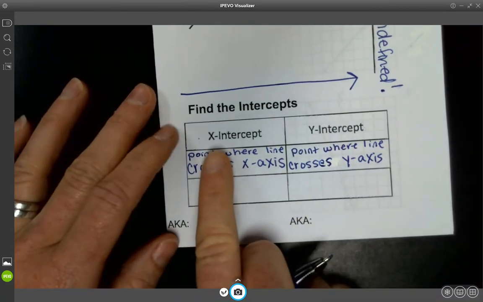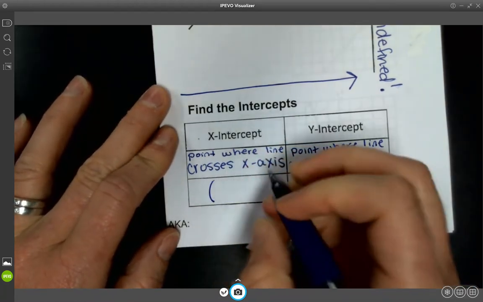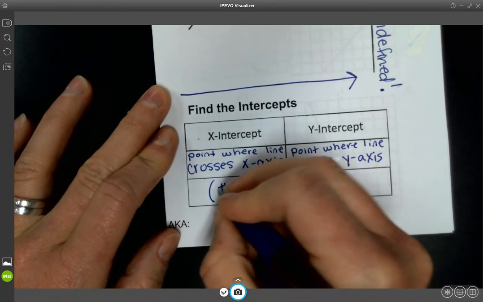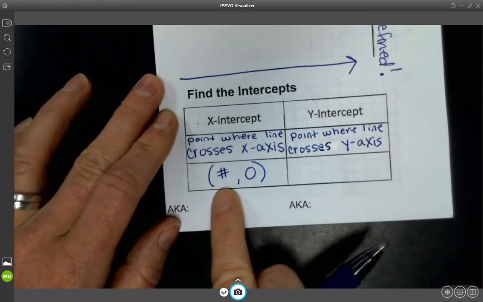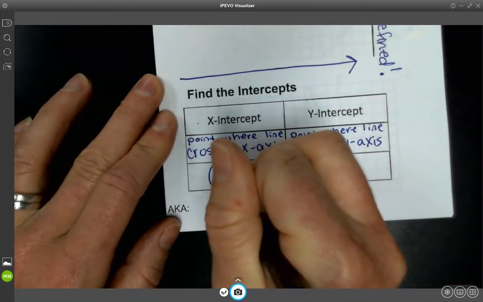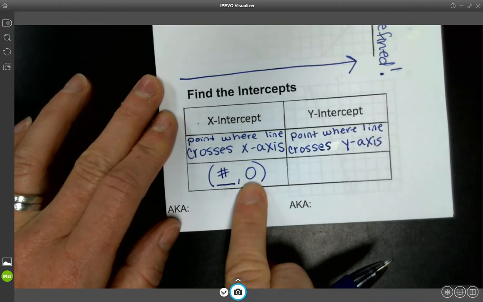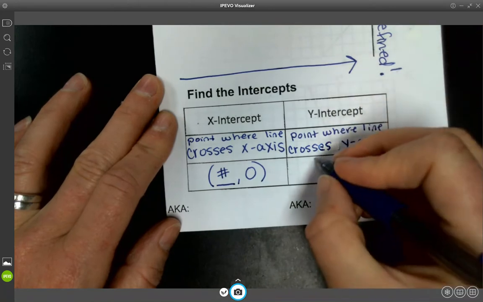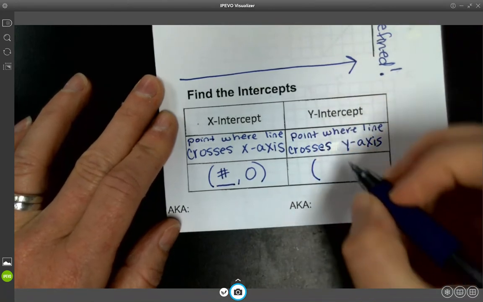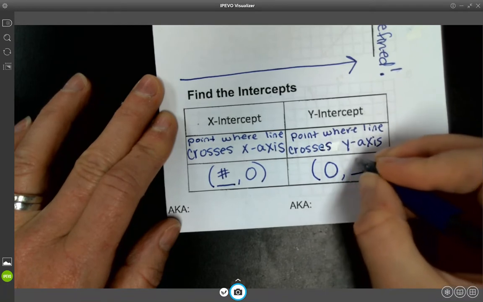Whenever you find your x-intercept, it's going to be a point. You're going to have some kind of number for x and a 0 for y. So I put the number sign. So it's some number for x and a 0 for y. That's your x-intercept. You'll have x equals some number. Your y-intercept is when we have a 0 for x and some number for y.